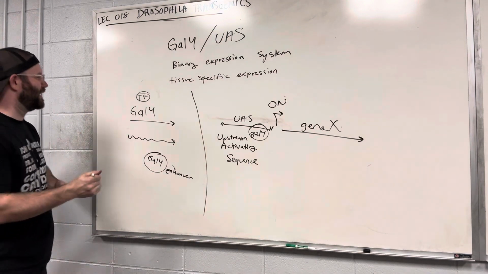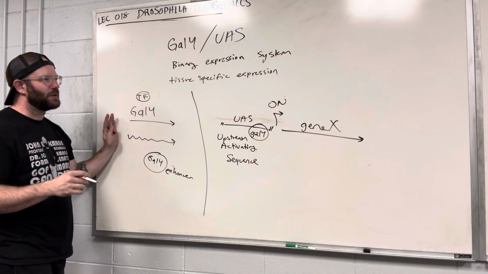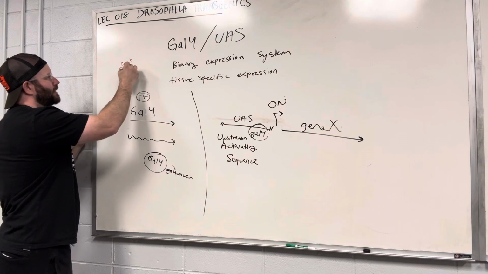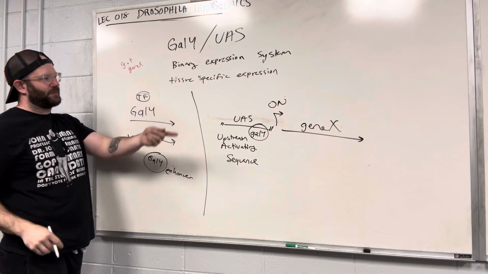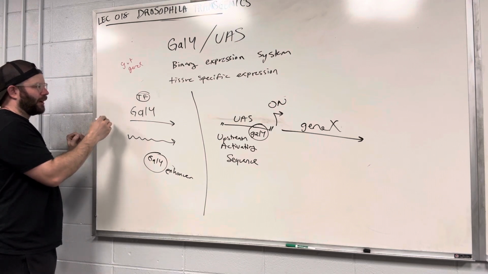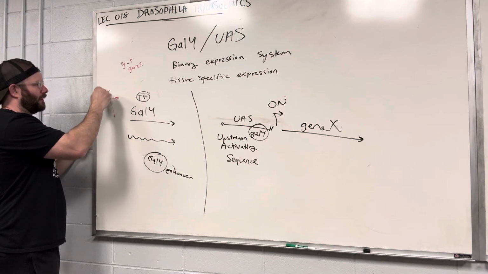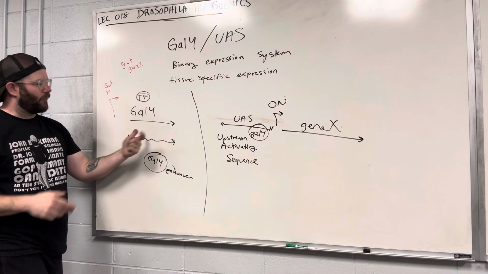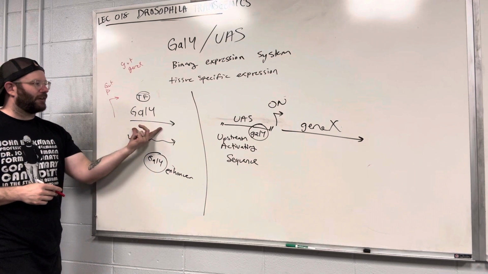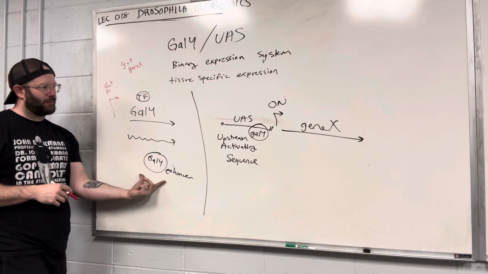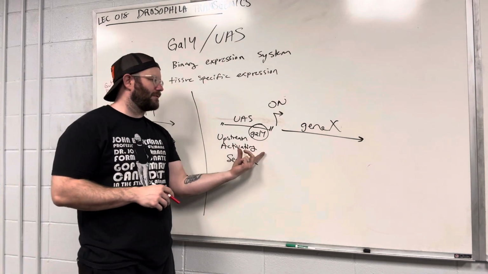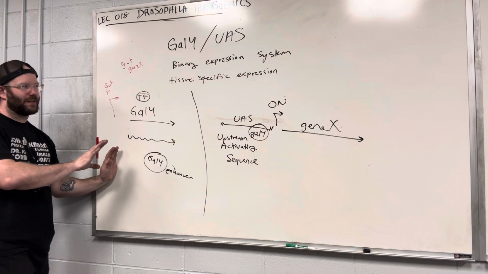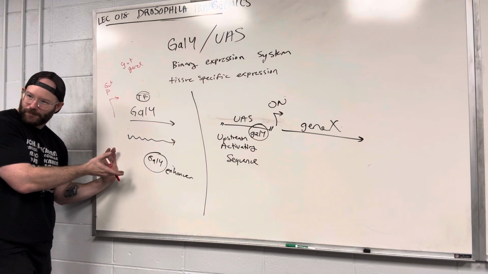Okay. So let's say for example, we want gut-specific expression of gene X. We want gene X to be expressed in gut cells. All you need to do is have a promoter, a gut promoter, in front of the Gal4. If there's a gut promoter in front of Gal4, that means in the gut cells, Gal4 will get made. Gal4 will bind to the UAS and it will turn on gene X. Okay, so do we all understand that tissue-specific expression part of this?